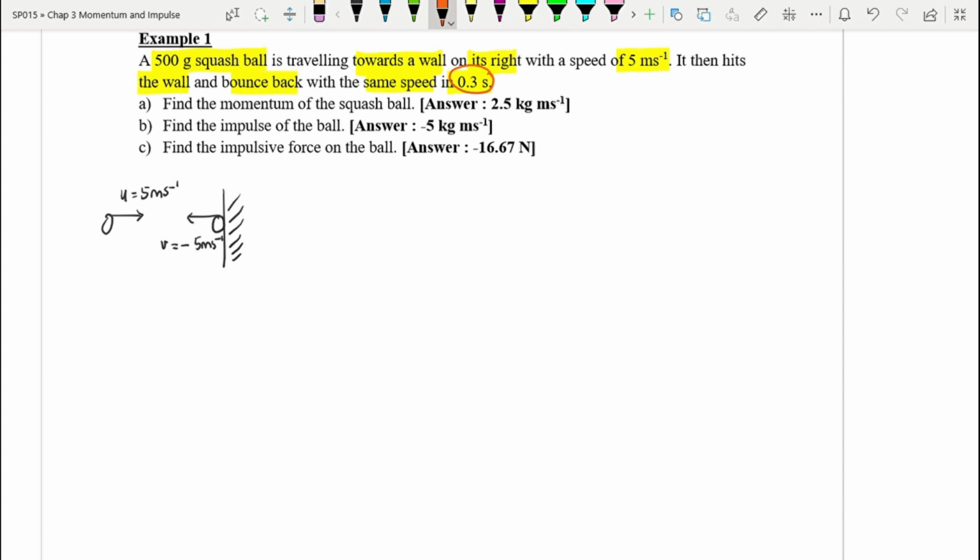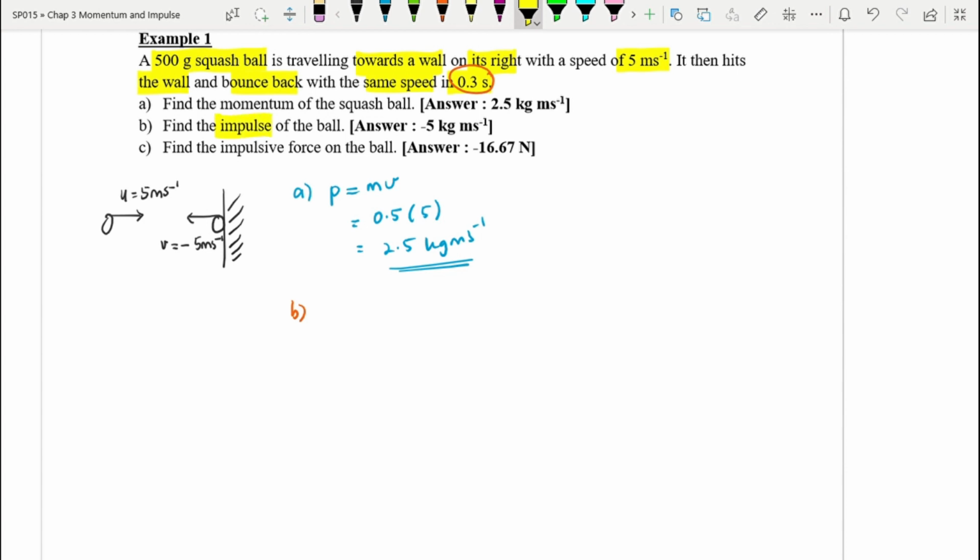Okay, so the first question is find the momentum of the squash ball. So momentum of the squash ball, P equals to M times V. Dia tak kata change in momentum. Dia tak kata impulse. Dia hanya cakap momentum of the ball. So just use the initial velocity of the ball. So mass change to kilogram times with 5. So you will get 2.5 kg ms negative 1.